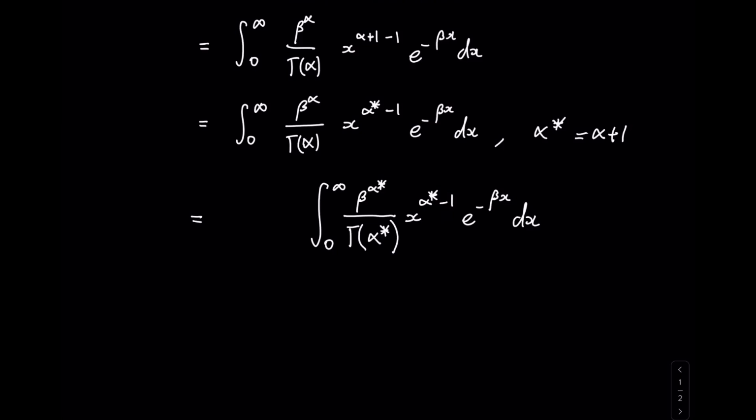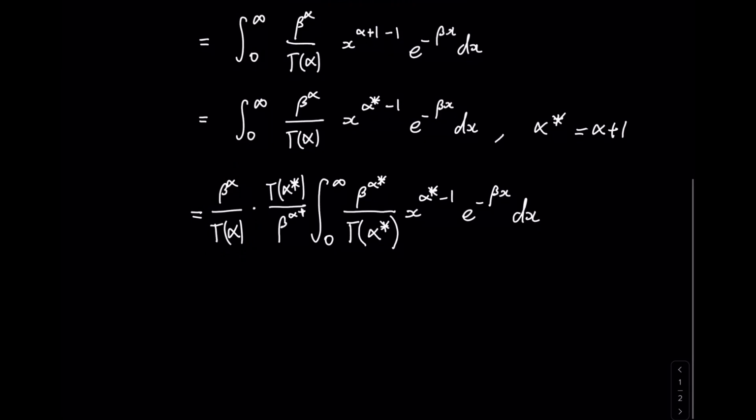Now, noting we don't want to change this distribution or the formula that we have above, what we're going to have to do is keep our original beta to the alpha over gamma of alpha here. And then I've got to multiply that by gamma evaluated at alpha star over beta to the alpha star. That way these components cancel out with these components, and we're left back with the beta to the alpha over gamma of alpha that we had originally.